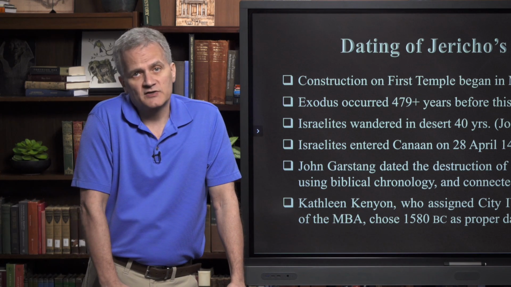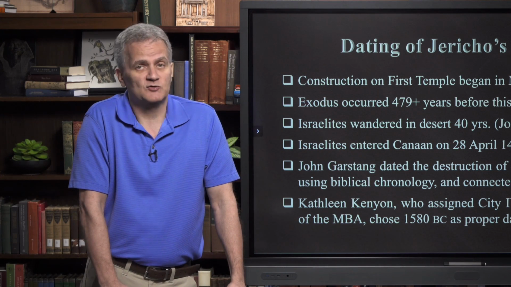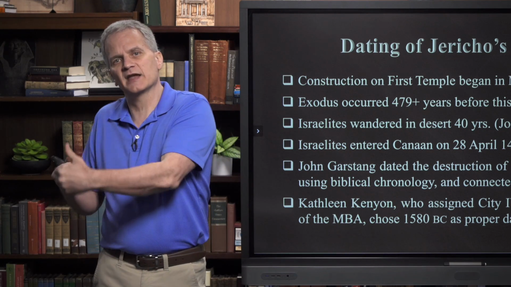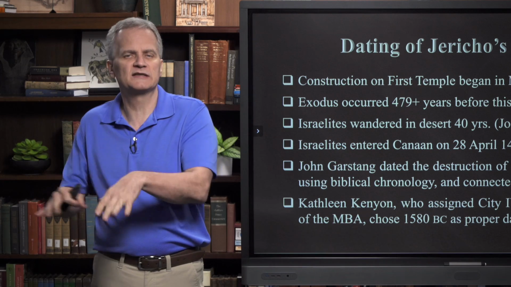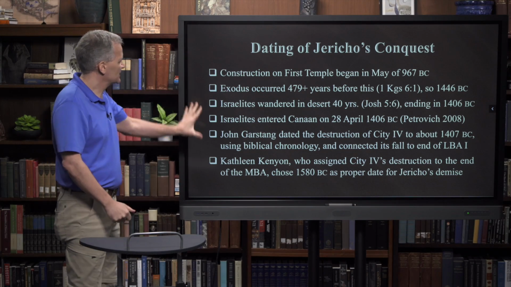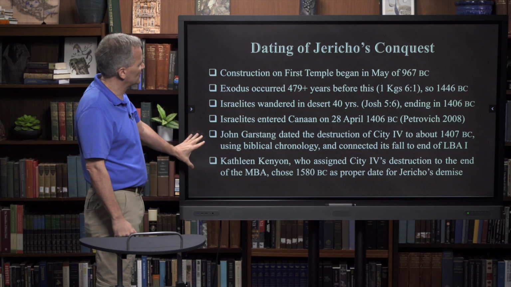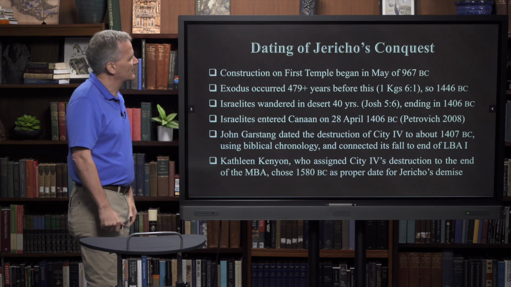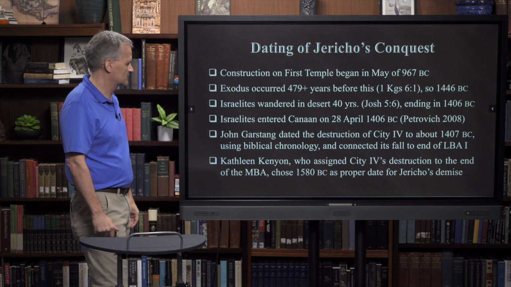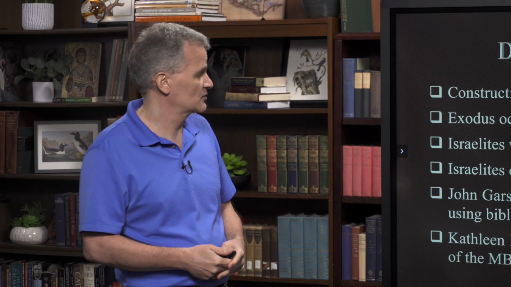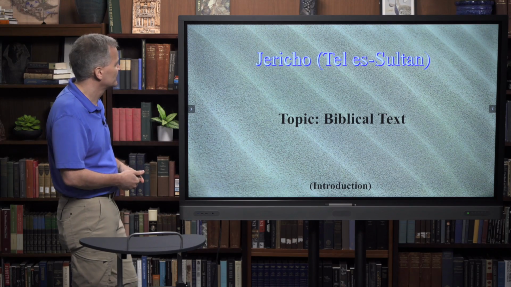Is it 1406? Is it a different year? Is it a different archaeological period? Would you agree with me that it's at the end of Late Bronze Age 1B, or would you place it at some other time? So all of these are the issues relating to the dating of Jericho's conquest. And you can see I have very strong rationale for why I would date it at 1406. And again, you can read more about that in my 2008 journal article on Hatzor to see how I argue.